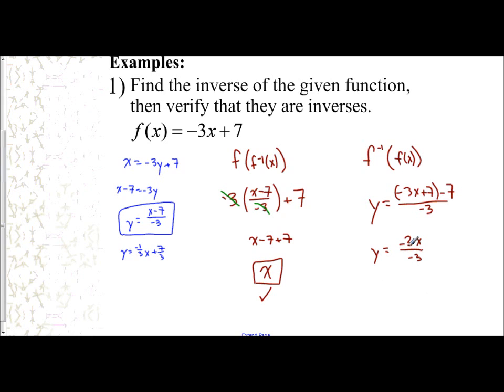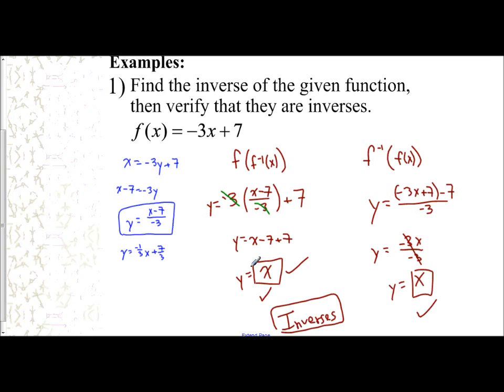And these cancel, negative 3 over negative 3 cancels, and you get y equals x, the identity function, just like before. And so we did verify that these are, in fact, inverses of each other, because when I took the composition both ways, f of the inverse and the inverse of f, they all simplify to give me the identity function, y equals x.